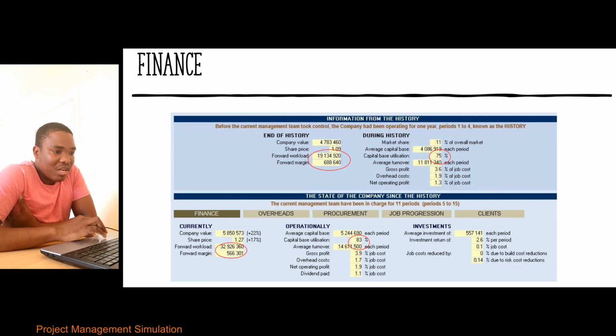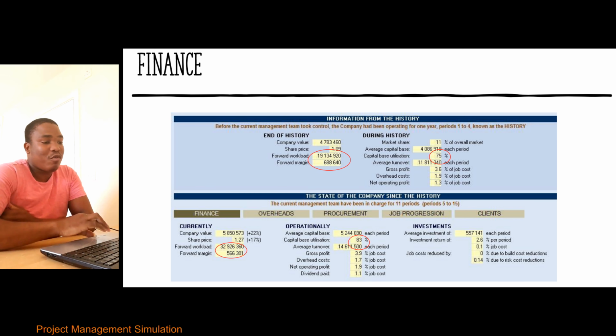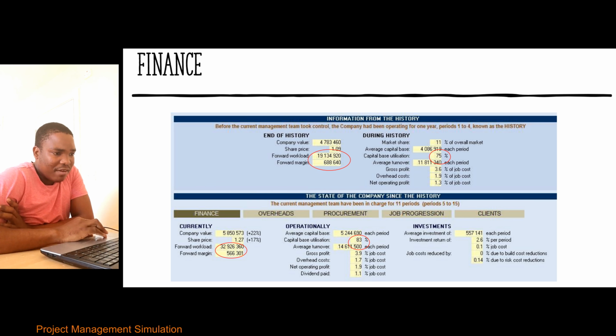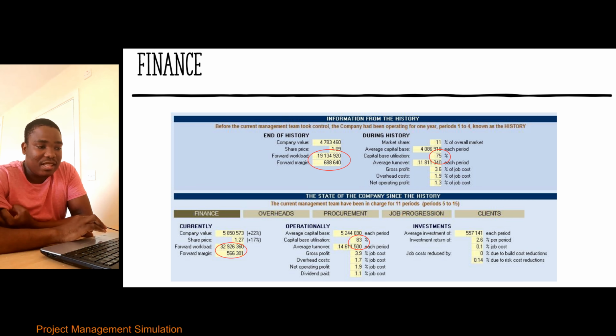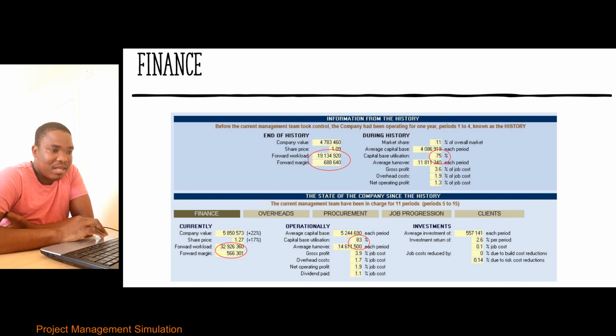So as you can see from here, when we took over the company in period 4, it had a forward workload of 19 million and a forward margin of only 699,000. And at the time, the company was only utilizing 75% of the capital base. So when we took over, we aimed to increase those KPIs along with others, but for now we'll just focus on the ones that are circled in red because those are the key KPIs.